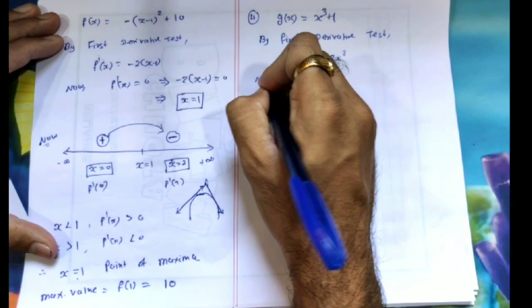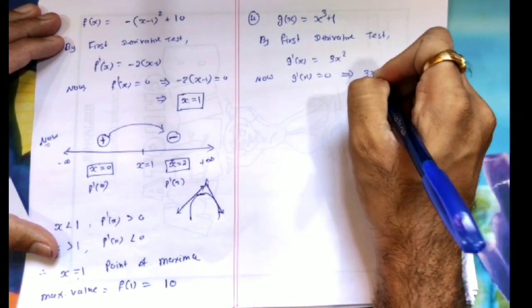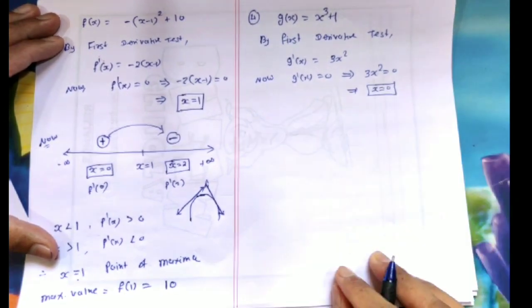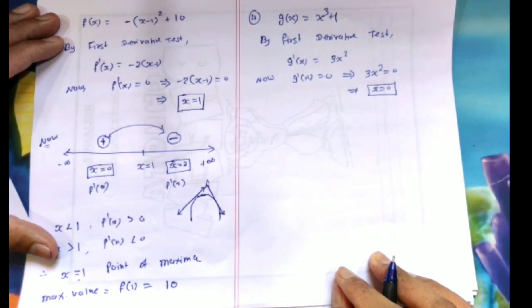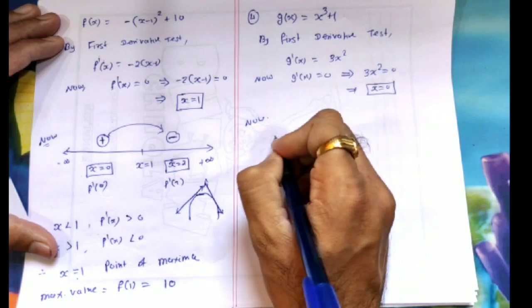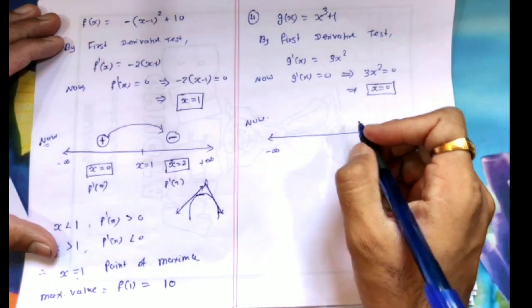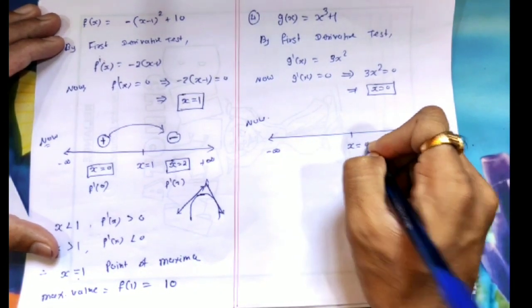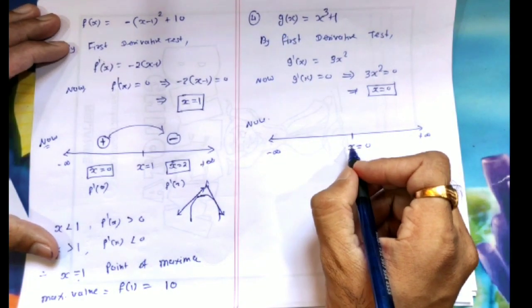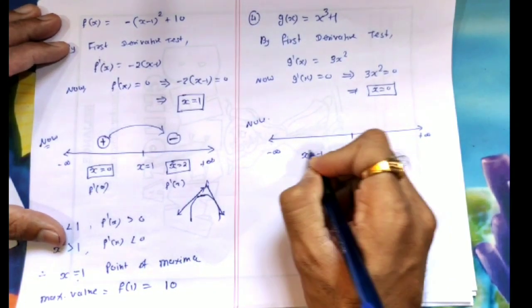Now for critical points, we are taking g dash x equal to 0, therefore 3x square equal to 0, and therefore we are getting x equal to 0. x equal to 0 is our critical point. That means maxima or minima lie at this point. So you have to identify whether it is point of maxima or point of minima. This is minus infinite, this is plus infinite, this is our point x equal to 0. Now we have to consider any point on the left hand side of this x equal to 0. So consider x equal to -1 over here.